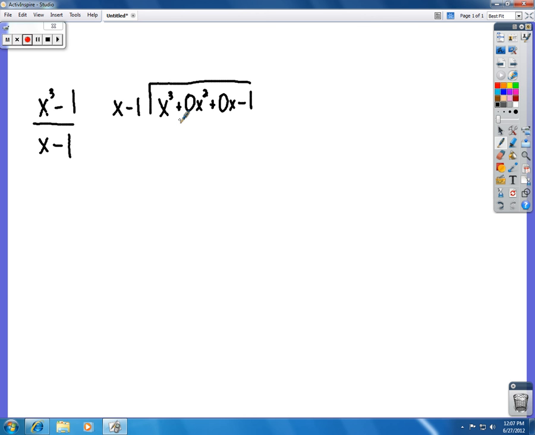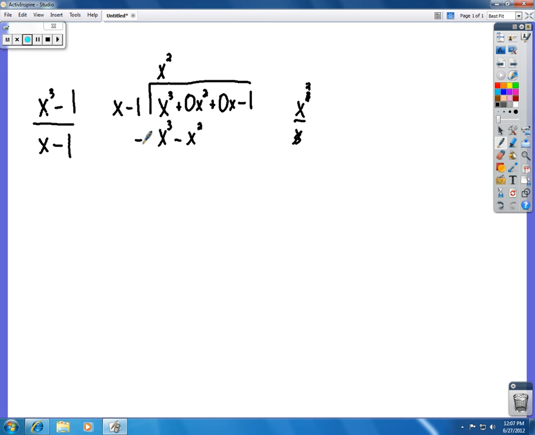So again, I'm going to do this one just like I did the last problem. I'm going to divide x cubed by x. So of course this x cancels out with one of these. So the first term is going to be x squared. I do my multiplication. X squared times x is of course x cubed. And then x squared times negative 1, which is negative x squared.